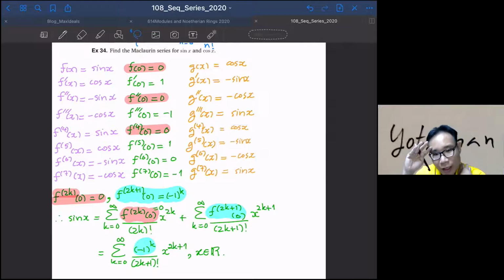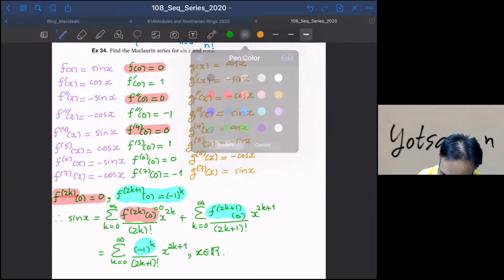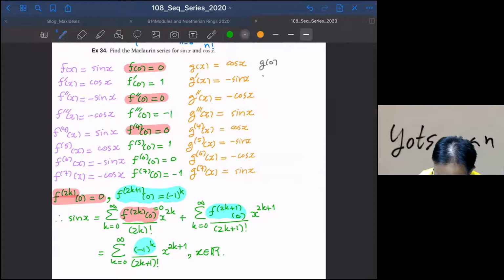Okay, look nice. So you have the same term. On the other side, you get cos, same thing. So you see that it will repeat with the period equal to 4. So it's going to be like this, and you just plug in x equal to 0. So you have g(0), g prime(0), g double prime(0), g triple prime(0), the fourth derivative at 0, the fifth derivative at 0, the sixth derivative at 0, and the seventh derivative at 0.